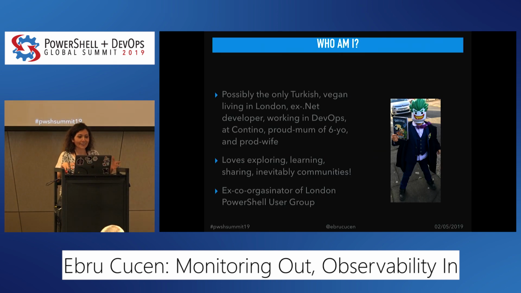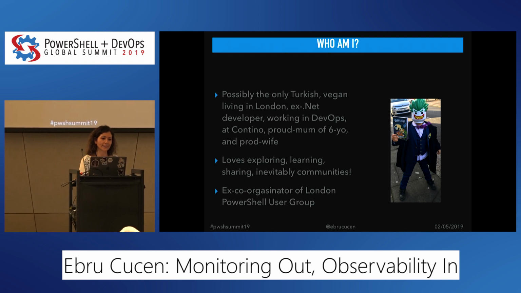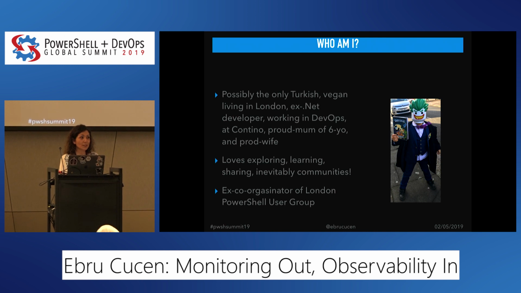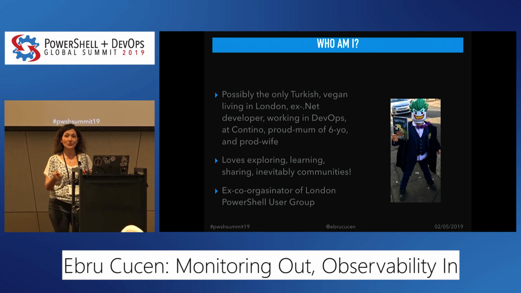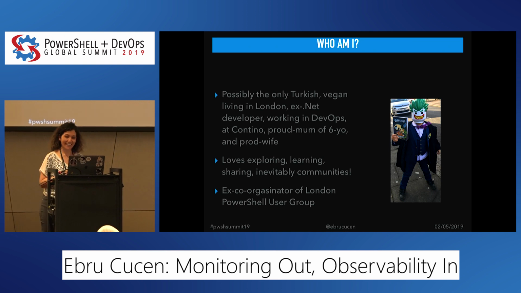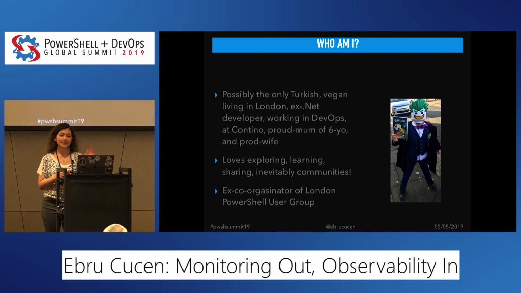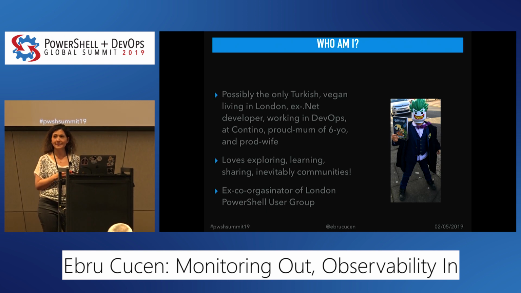Who am I? I'm possibly the only Turkish vegan in London. I used to be a .NET developer and turned into DevOps, automating things. I'm working as a DevOps consultant at Cucen, and I have a 6-year-old son, and a proud wife because my husband is taking care of him for the whole week while I'm enjoying Seattle this week. I love exploring, learning. I used to run the London .NET user group with Gail and Daniel, if he's here.